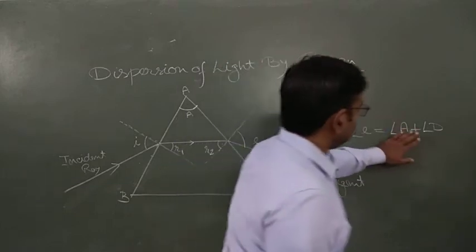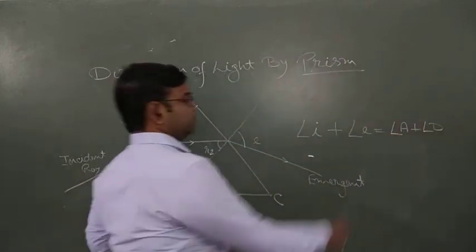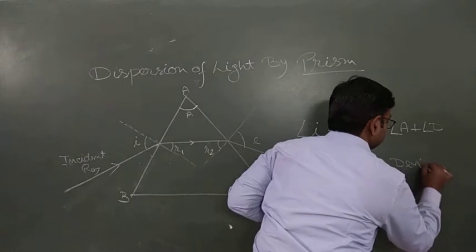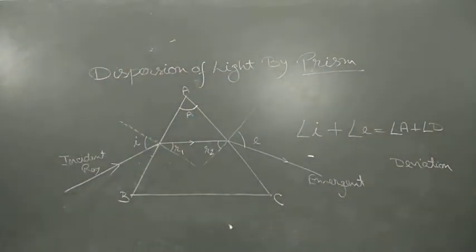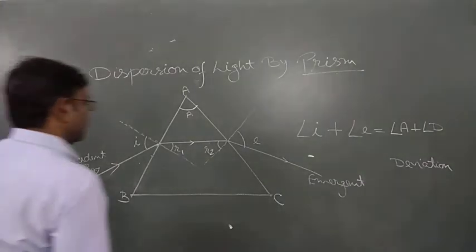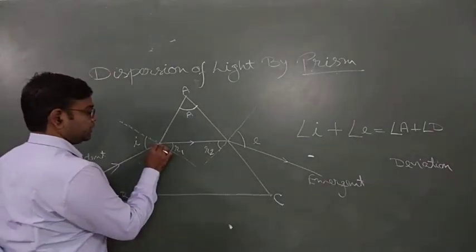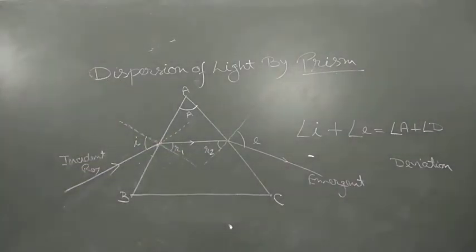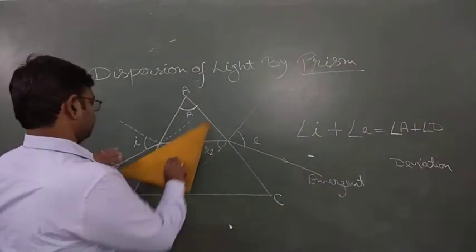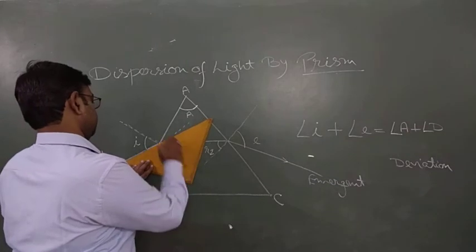So all things are known by you, but what is angle of deviation? D for deviation. What is angle of deviation? Actually deviation means change of path. So in this case, what is the actual path, the original path? This one, let me use some scale. I am using this one for showing you.